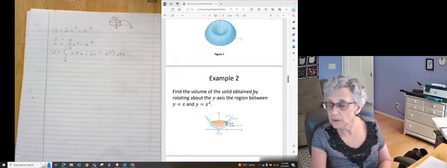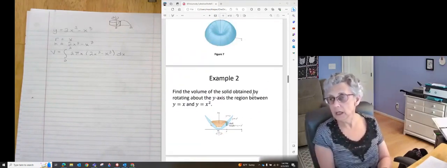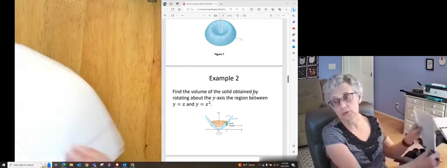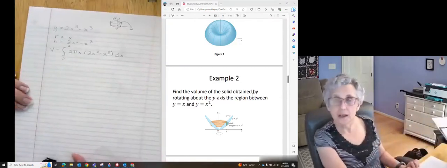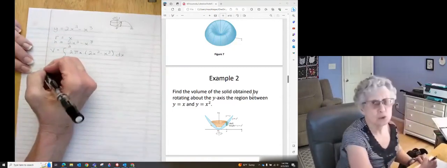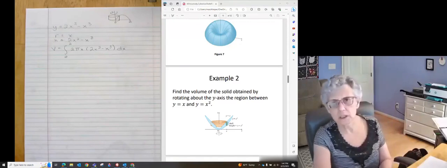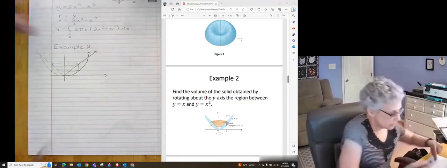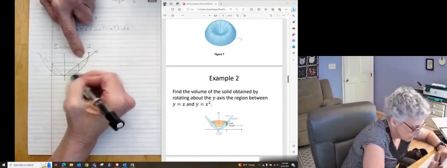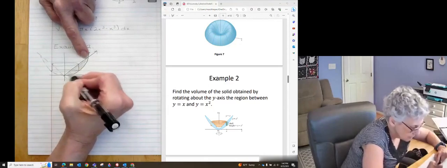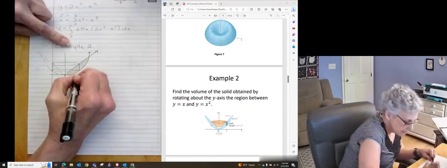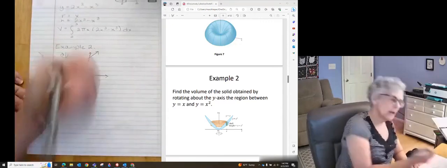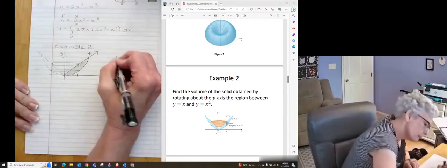So example 2, we want to find the volume of the solid obtained by rotating about the y-axis the region between two functions, y equals x and y equals x squared. We have drawn this quite a few times, so I'm just going to take a break and draw it. So I went ahead and drew my region, and then I just sketched in my slice right here, parallel to the axis of rotation.